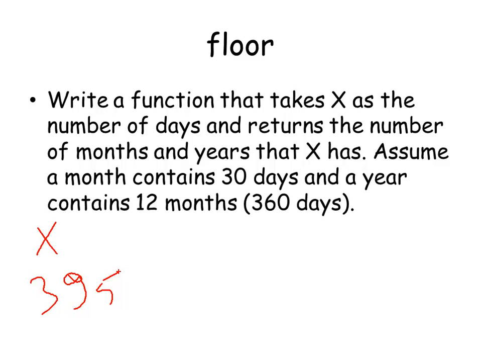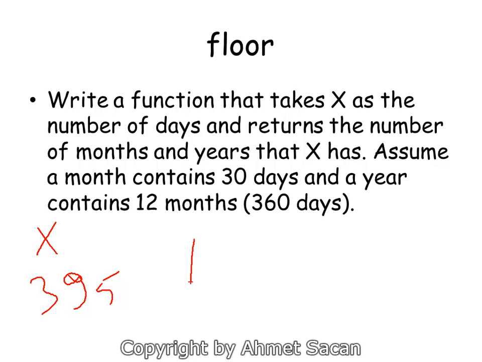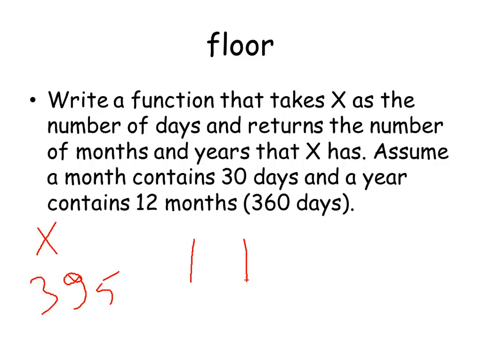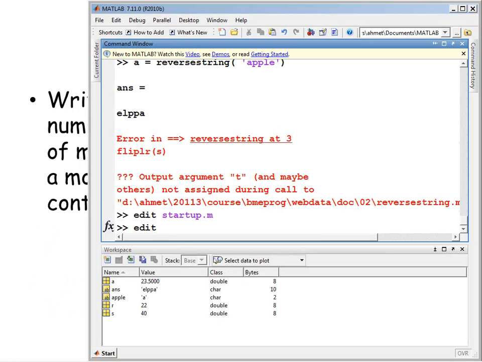Let's do this by hand first. How many years do I have in here? 1 year. How many remaining months? We are left with 35. That's 1 month. And then we will have 5 days left. So 1 year, 1 month, 5 days. So it's easier to extract out the largest component first. We will first extract out the number of years from the number of days, and then we will operate on whatever is left.